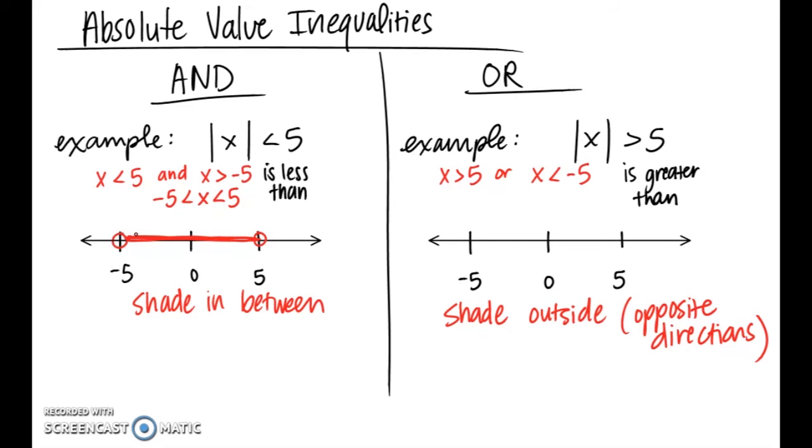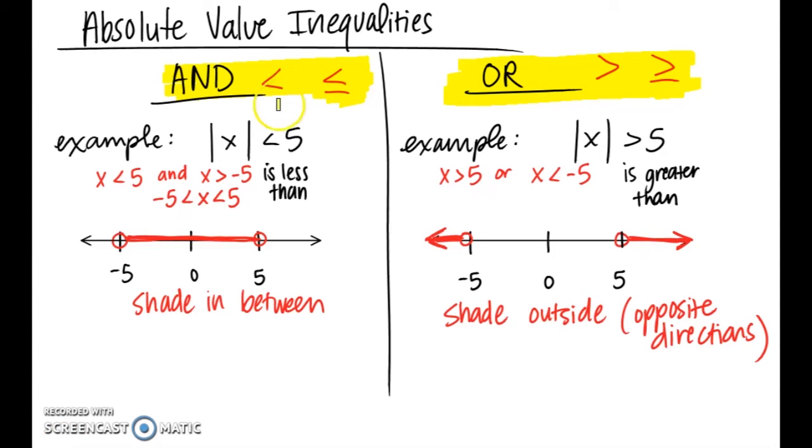So you want to remember, whenever you have a less than symbol, it's going to be an and inequality. Now the other possibility is the or inequality, which we said earlier is at least 5 units away from 0. So we have open circles on the negative 5 and the positive 5, and we're shading outside because they're going in opposite directions. So take note right here, if you have a less than or equal to symbol, it's going to be an and inequality, and if you have a greater than or equal to symbol, it's going to be an or inequality.